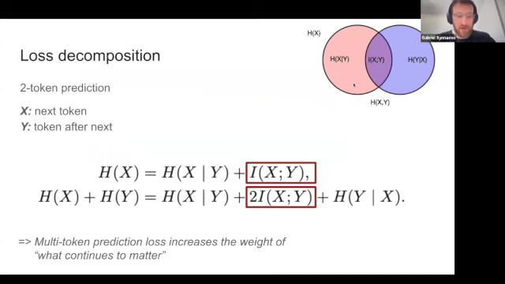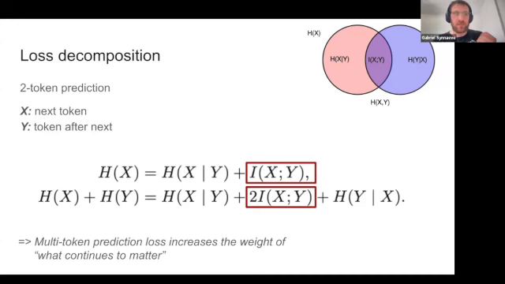Basically, our other view is the information theoretic view, and this one is also quite high level and not super rigorous either. If you look at the entropy of next token prediction, here in this notation X is the next token and Y is the token after next. We just compare next token prediction with two token prediction. The entropy H(X) is H(X|Y) plus I(X;Y).